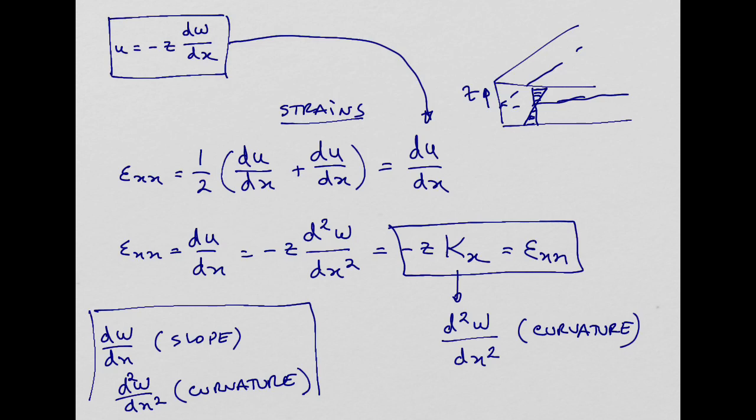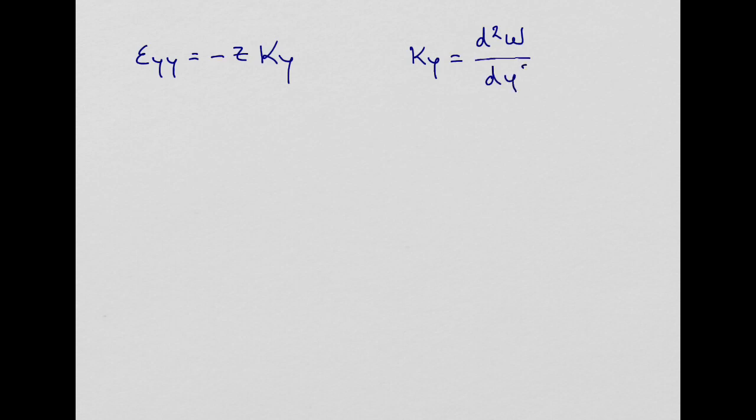So, like I was saying, strain depends on two parameters. One is z, the distance to the neutral axis along the thickness direction. The other is the curvature. In a similar way, if you do the same analysis for the y direction, you will get to this conclusion. Now the curvature along the y direction is going to be equal to the second derivative of the deflection in order now to y, not x.